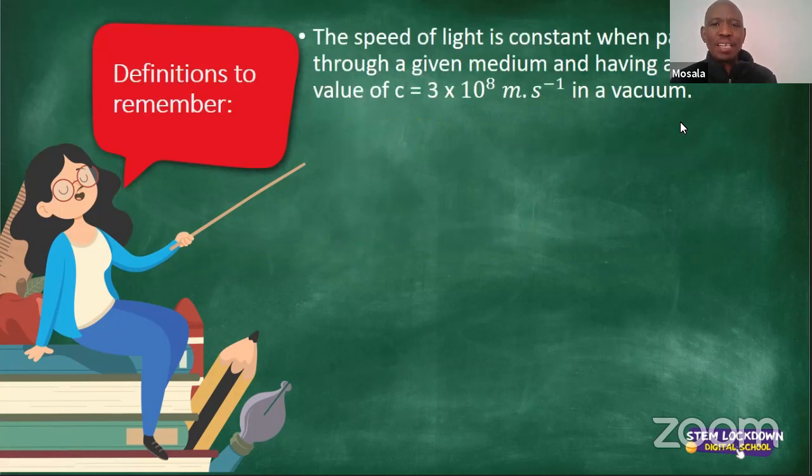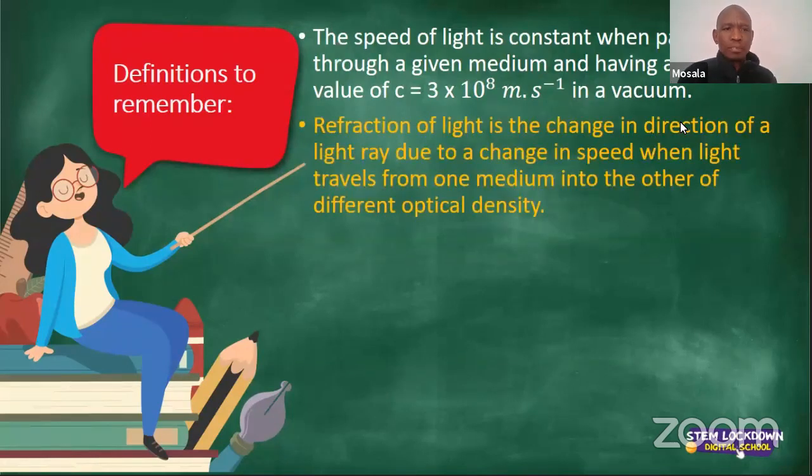So remember that the speed of light is constant when passing through a medium and has a maximum value of 3 × 10⁸ meters per second in vacuum. Meaning that in other media, it might be slower, but in vacuum, it's traveling at a speed of 3 × 10⁸ meters per second. That's the speed of light.